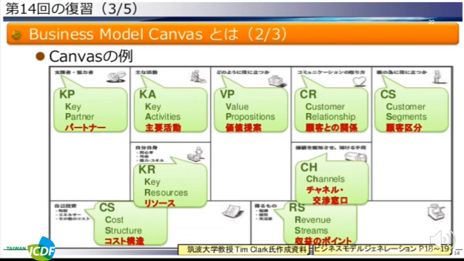This slide is our last slide in this section. As I mentioned in the last slide, these are the 9 blocks put on one paper for you to see the whole picture at one glance. It starts with the customer segments and your value proposition. And how do you use the channels to deliver your value proposition to your customer?